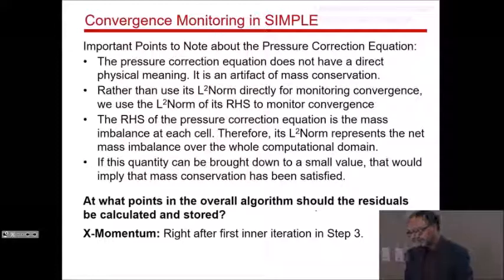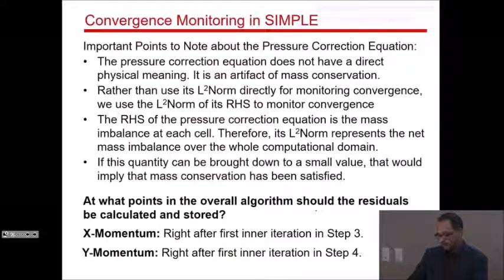That is, right after the first inner iteration in step 3. Now remember, you're already calculating the residual to solve the momentum equation in step 3 because you're solving it in correction form. So you're not doing any extra work. You just take the residual vector square and add it up to calculate your L2 norm. That's all. Same thing for Y momentum. You do it at the first iteration in step 4.